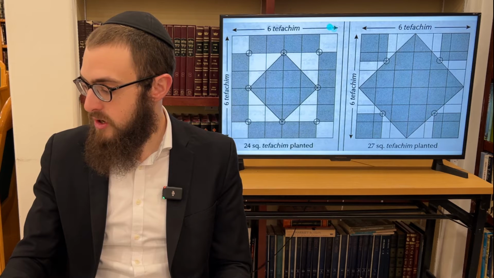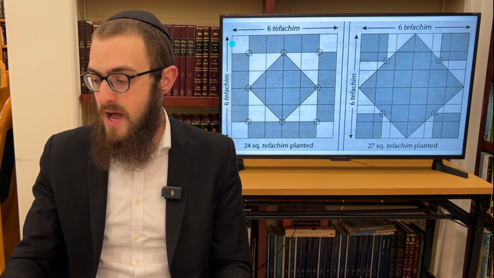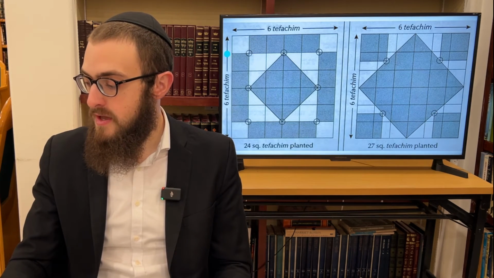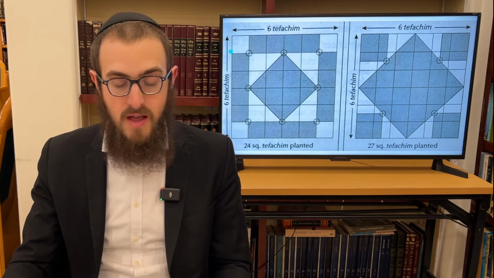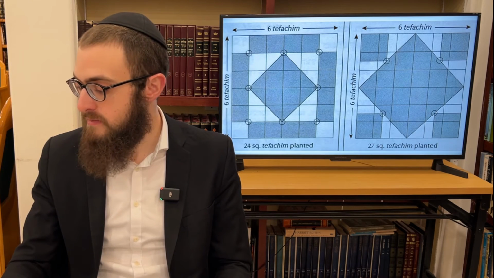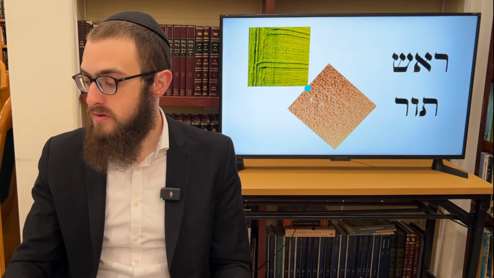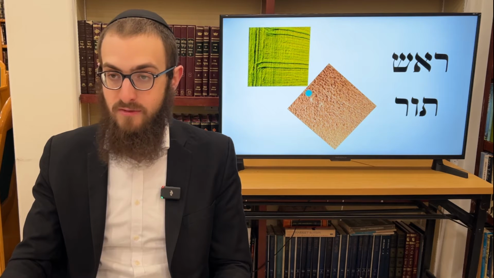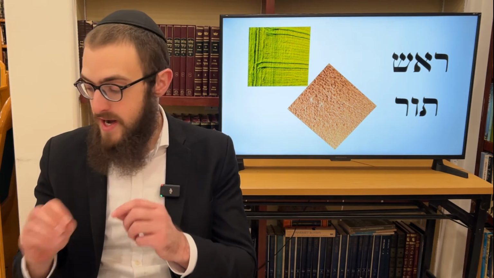We're going to call this 6 tefachim by 6 tefachim. Each square represents 1 square tefach. So the rule is that between 2 types of vegetables, there has to be at least a tefach and a half of space. However, once you include what's called the Rosh Torah we learned about yesterday, at the end of the chapter, I'll just remind you of what it is. If 2 fields meet at an angle, if a corner reaches a side, or certainly if a corner reaches another corner, then it's totally permitted even if they're right next to each other.